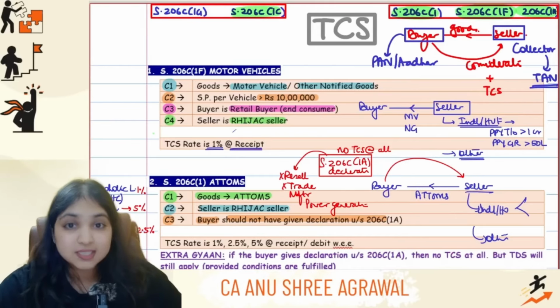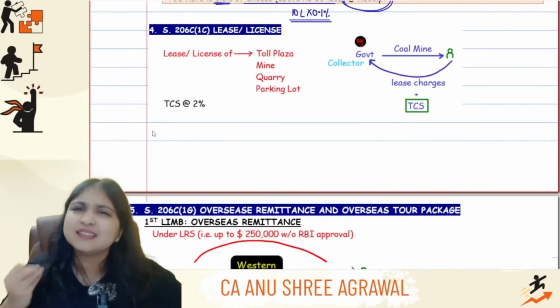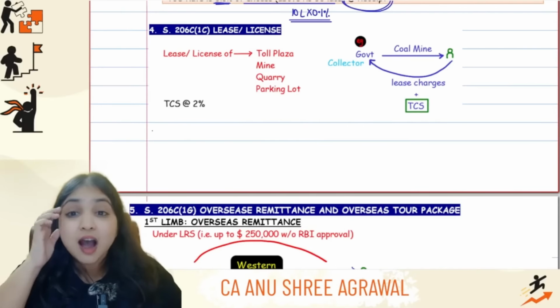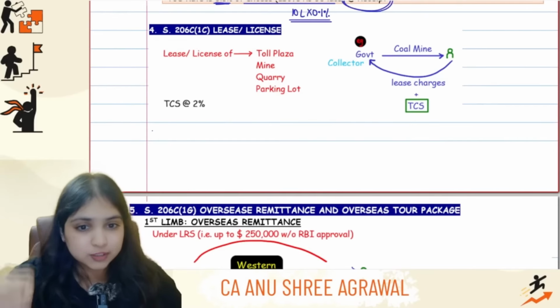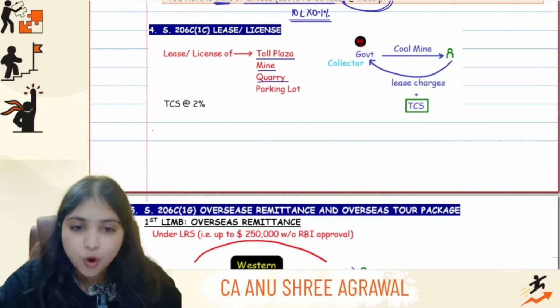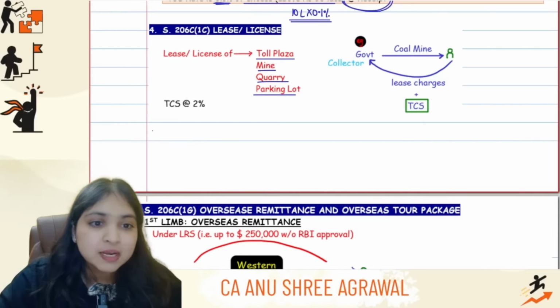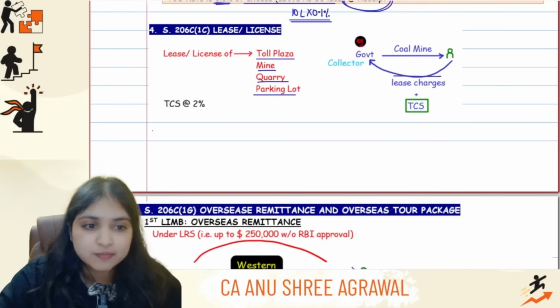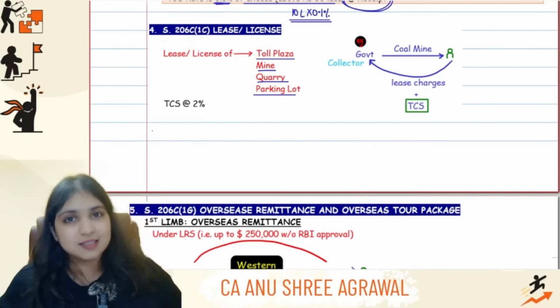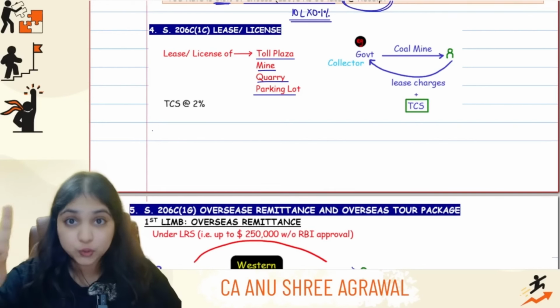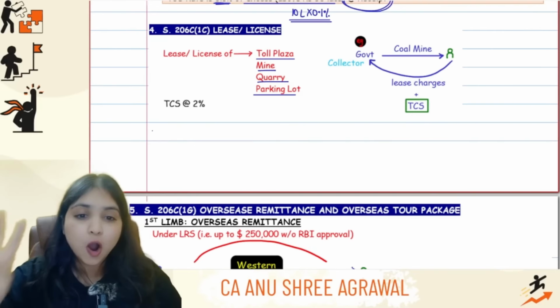Let's talk about 206C1C first. Very simple section, guys. Easiest TCS section this is. Under 206C1C, we're talking about lease or license of four things: toll plaza, mine, quarry or parking lot. Like for example, let's say the government has given Mr. Green a coal mine on lease. So therefore Green will give to the government lease charges, guys. So when Green is giving lease charges to the government, along with the lease charges, the government will collect TCS also. So lease or license of toll plaza, mine, quarry or parking lot.